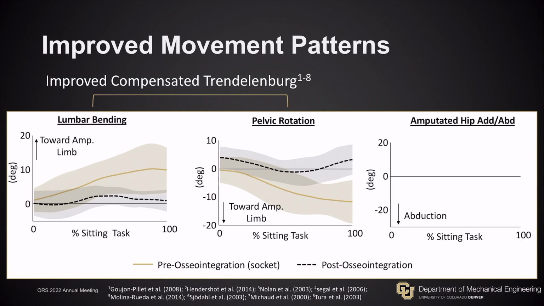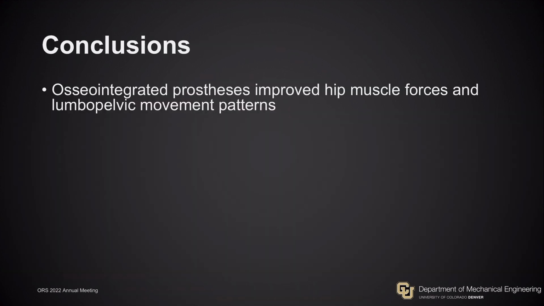We also saw improvements in the hip abduction angle. Notably, we saw greater hip abduction angle later in the sitting task, which is consistent with the increased muscle forces we found on the amputated limb following prosthesis osseointegration. In conclusion, our results demonstrated that osseointegrated prostheses had a positive effect on the biomechanical compensations, most notably in the lumbopelvic movement patterns and the amputated limb hip muscle forces.